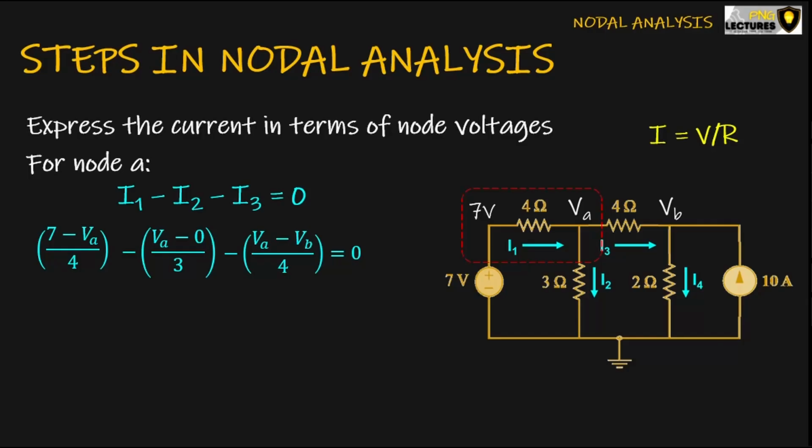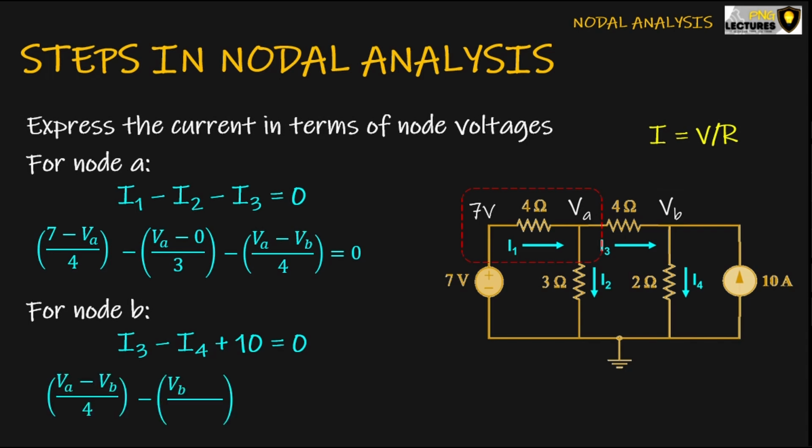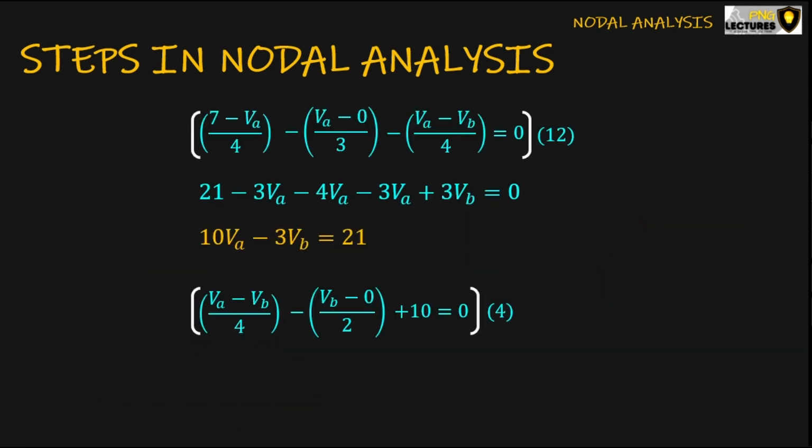If we use the same concept for node B, then we can derive the following. I3 minus I4 plus 10 equals 0. I3, we already know, is VA minus VB over 4, and I4 is VB minus 0 over 2. Then we just substitute that and simplify by multiplying by 4. Then we arrive at the answer VA minus 3VB equals negative 40.